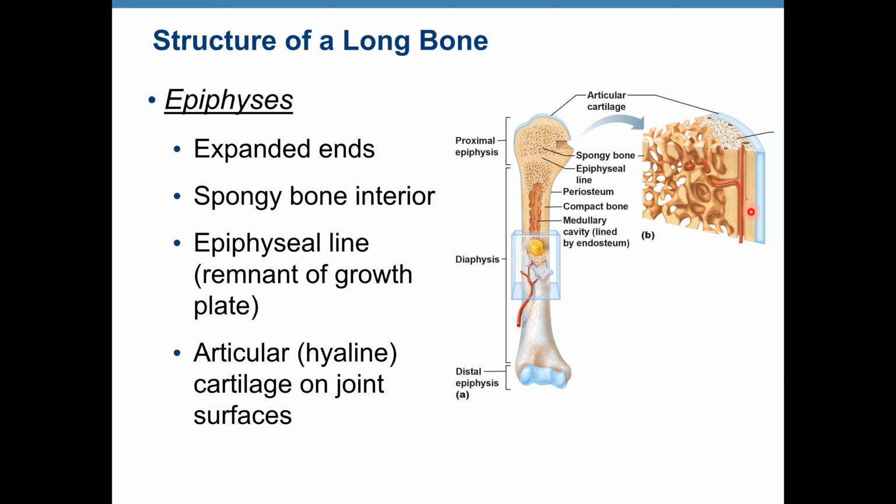Also over here, you can see that there is compact bone outside and spongy bone inside. Also, bone is a very vascular organ. There are lots of blood vessels that supply your bone tissue or osseous tissue with oxygen and nutrients.